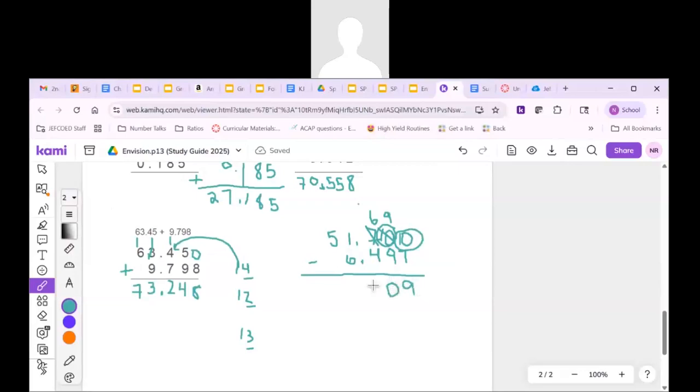6 minus 4 is 2. Hot dog, I didn't need to regroup. Bring down the decimal. And then I have a 1 minus 6. That's not going to work, all right? Can't do 1 take away 6. So I'm going to go next door, regroup. I take 1, and I put 10. 10 plus the 1 that's there is 11, right? Okay, so 11 minus 6. You should have gotten 5. And then we bring the 4 straight down.